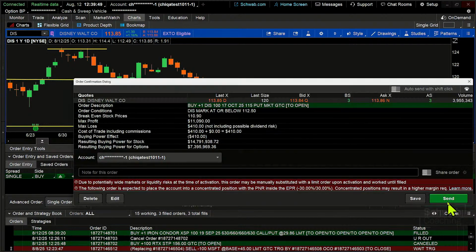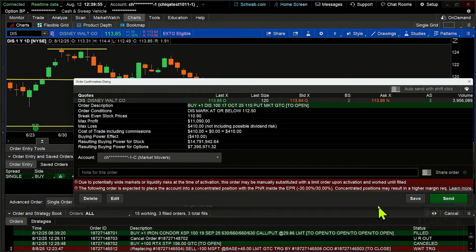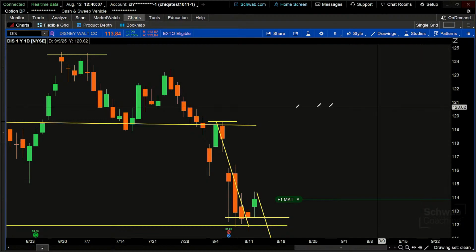So we're going to go ahead and click on confirm and send, read through this order, make sure that this order is what we want it to do to take advantage of that downward movement. The maximum loss on the trade, $410 at least as it sits right now. We're going to go ahead and click on send and fire that order off. And that's going to be our option trade to trade that bear flag.